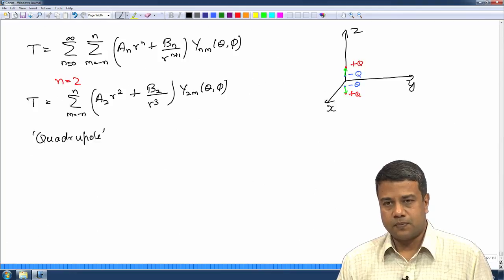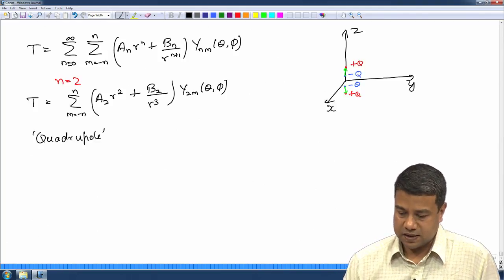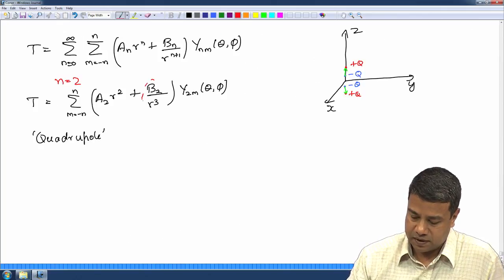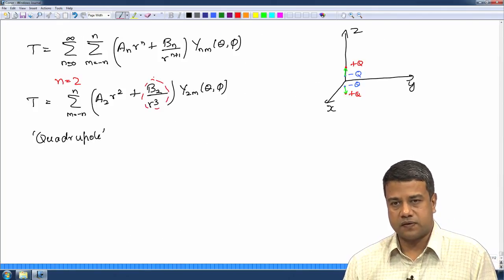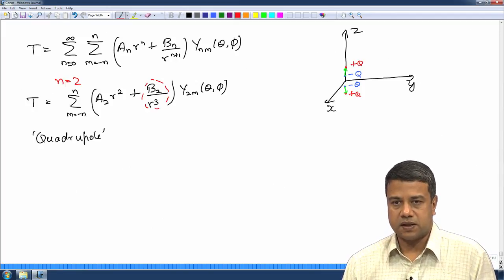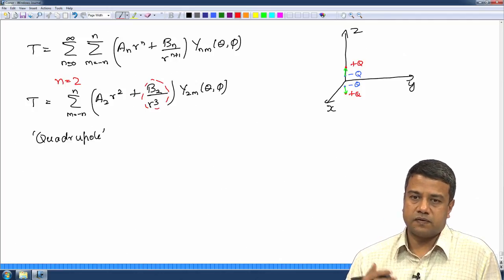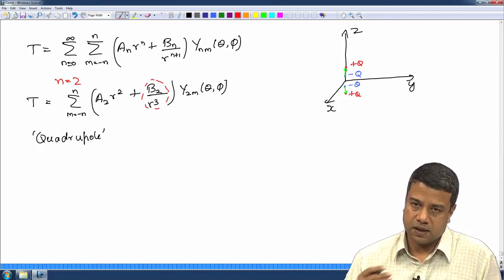I told you that the dipole decays as 1 over r cubed. If the net dipole is 0, the next higher order term has to decay as 1 over r cubed. The source decays as 1 over r, the dipole decays as 1 over r square, so the next higher term has to decay as 1 over r cubed. You get this by a combination of 2 sources and 2 sinks in such a way that the net source is 0, the net dipole is 0.